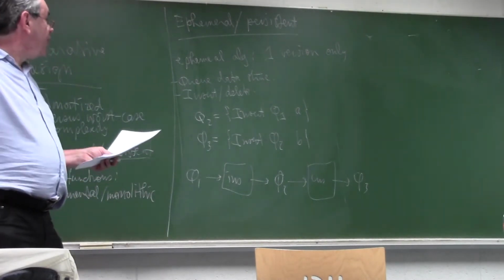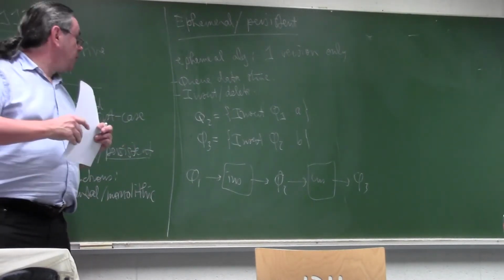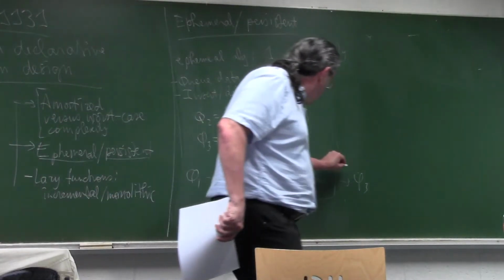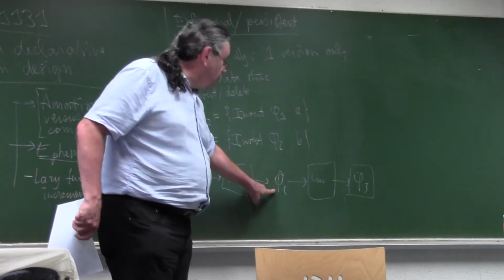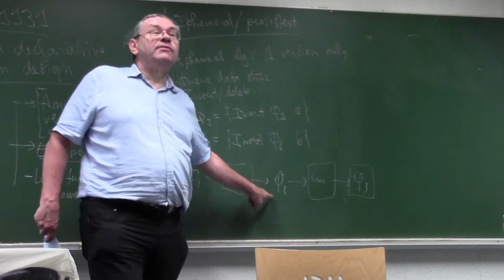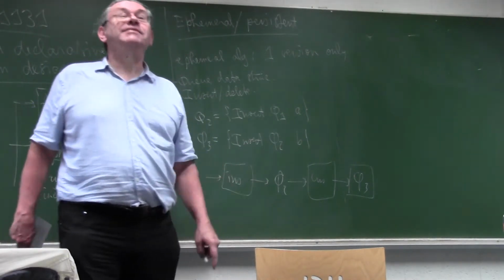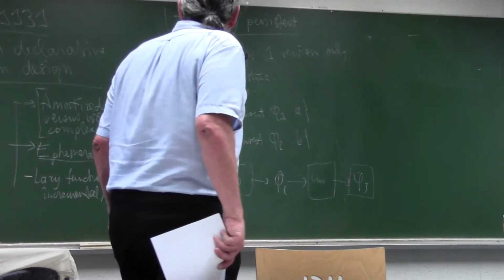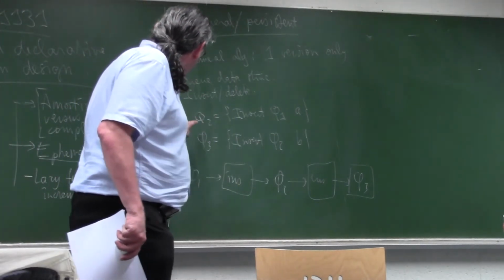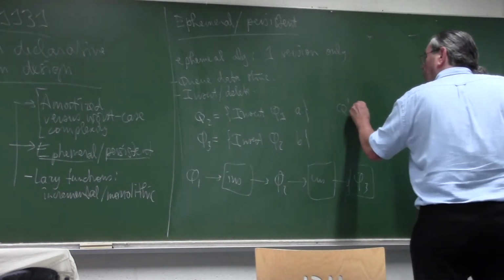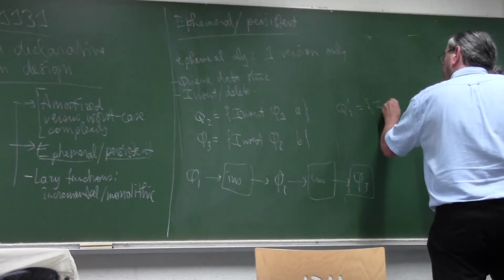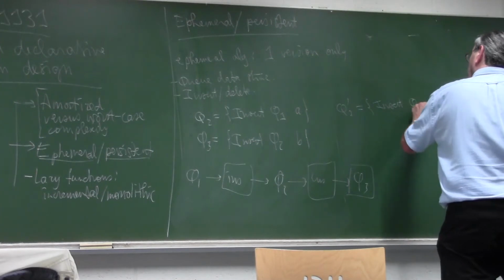Now, in an ephemeral data structure, there's only one version. That means once you have Q3, the variable Q2, the previous version, does not exist anymore. That means if I do Q2 is insert Q1, and then I want to do Q2 prime is insert Q1.